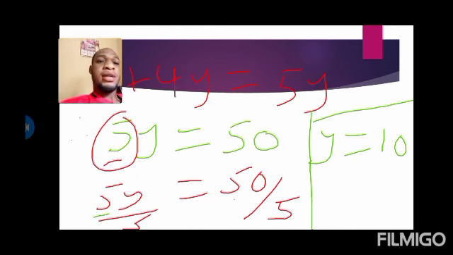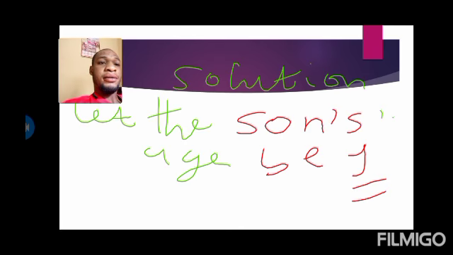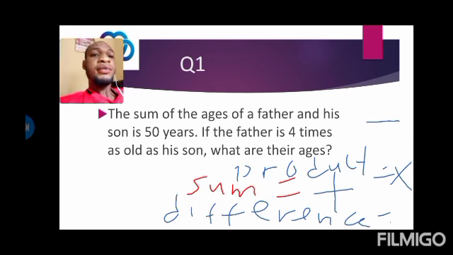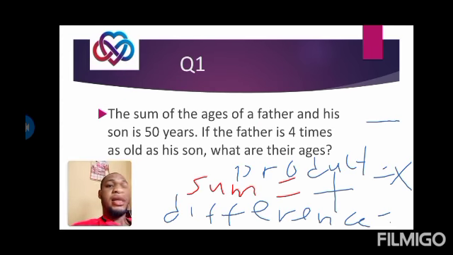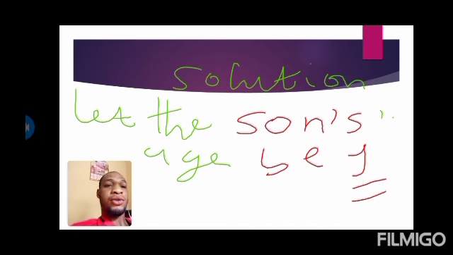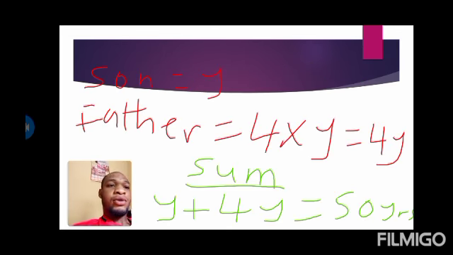So let's take a look at the steps one after the other again. Look at it: the sum of the ages of the father and the son is 50 years. If the father is 4 times as old as the son, what are their ages? I said sum is what? Addition. Since we don't know their ages, let the son's age be y. That's why we got this y. The son's age is y, right? The father will be 4 times the son.